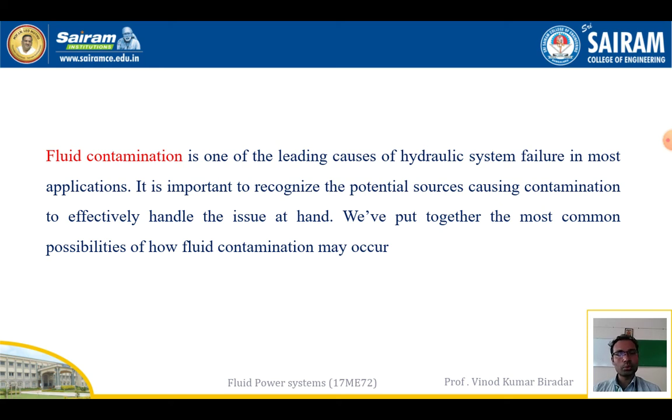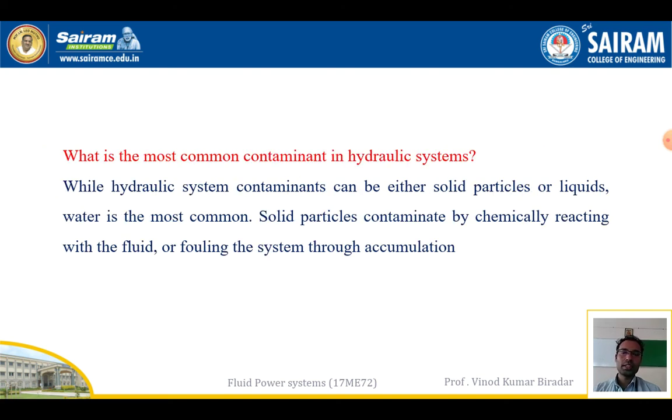Okay, so we are going to put together the most common possibilities of how fluid contamination may occur. What is the most common contaminant in a hydraulic power system during the working process? The contaminant can be either a solid particle, or a liquid, or any dust, that is the most common. Solid particles contaminate by chemically reacting with the fluid or fouling the system through accumulation. If you do not filter that raw material, it goes into a chemical reaction, and again there is corrosion and wear of the hydraulic power system.